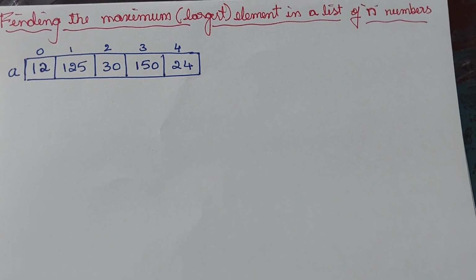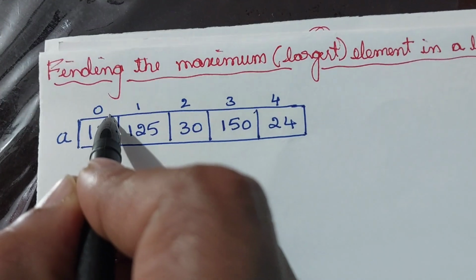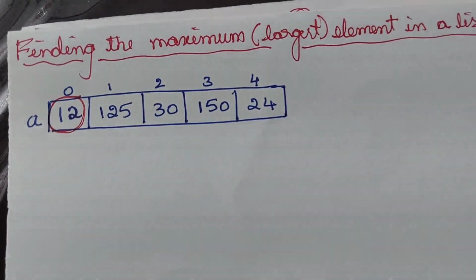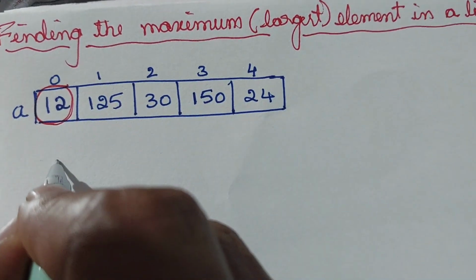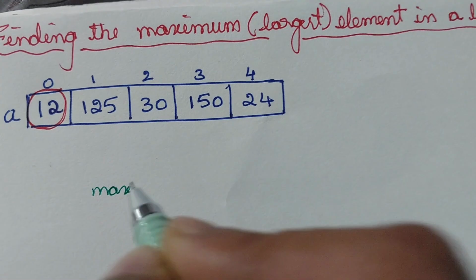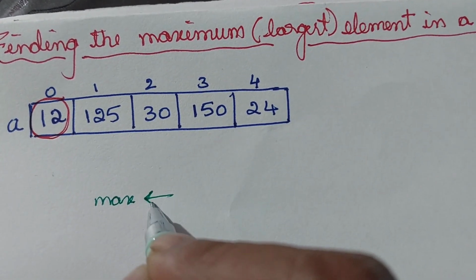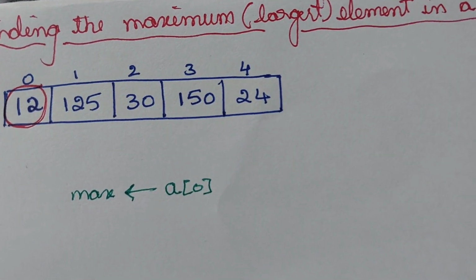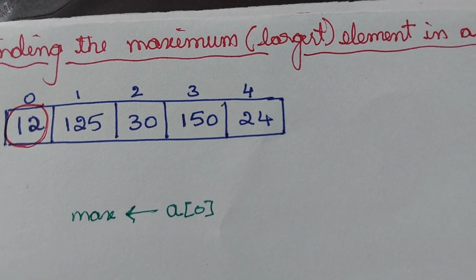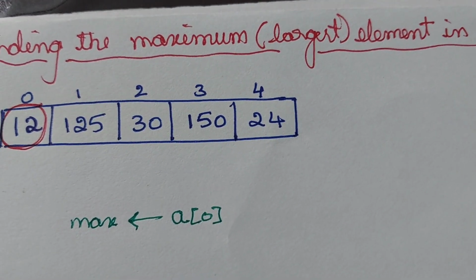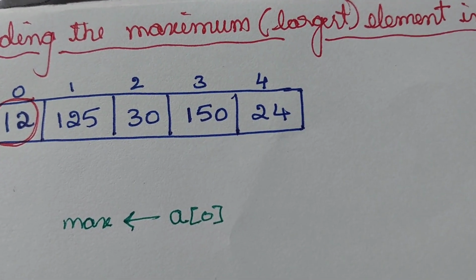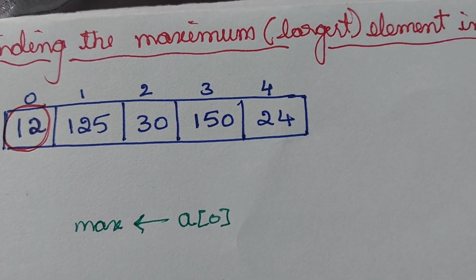For the procedure, I will simply assume that whatever element is in the first position will itself be the maximum. I will take one variable called max. Max is equal to a of 0. I don't know what number is stored in position 0, whatever number is stored there, I will consider that element as the maximum. I don't know whether 12 or 14 is stored in a of 0, so simply I will assume a of 0 as the maximum element.